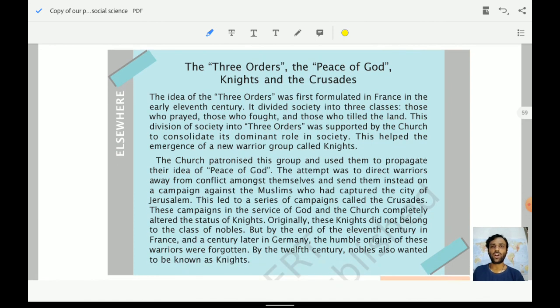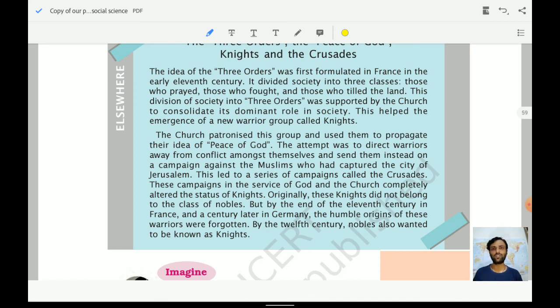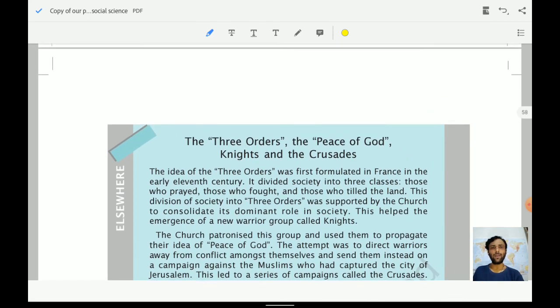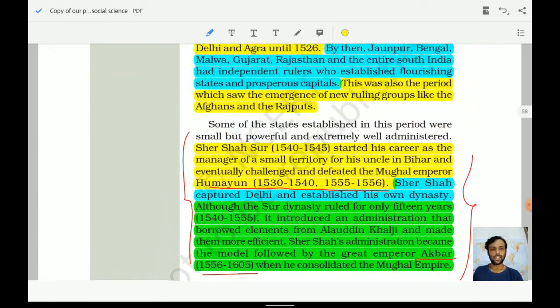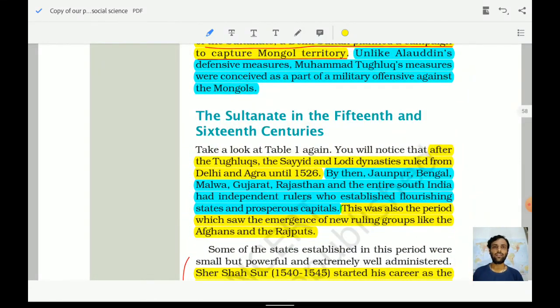Now it is talking about the three orders, the Peace of God, knights and the crusades. This is not of that much importance for us, but we need to understand the medieval part: how these sultanates emerged and what characteristics were developing along with them, and how, when our northwestern frontier became fragile, it gave a path for Turkish rule to get established in India. We have understood all these things briefly, but in later chapters we will understand them in detail.